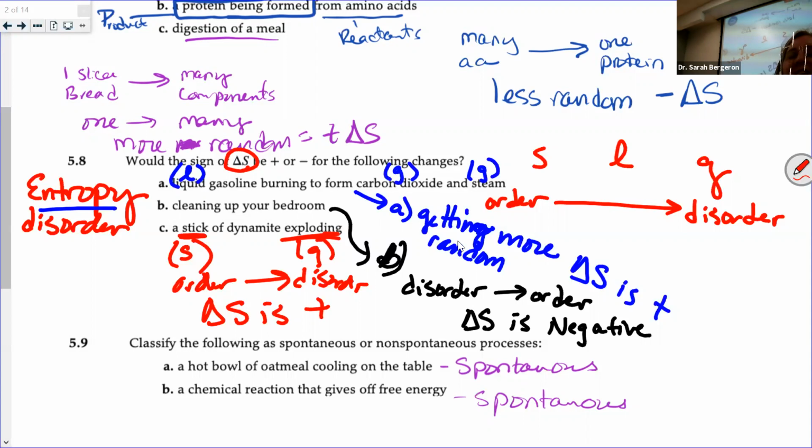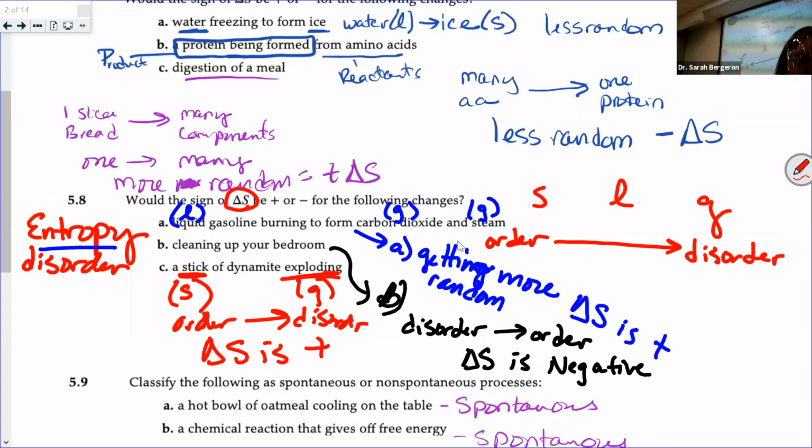Okay, so this section goes back and forth between heat, enthalpy, entropy, which is disorder, and gives free energy. So it's kind of like three big things that you have to keep going in your mind all at the same time.